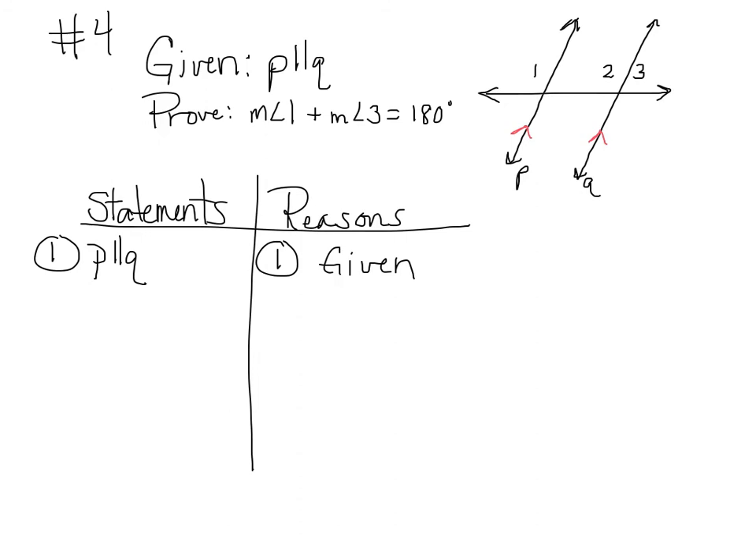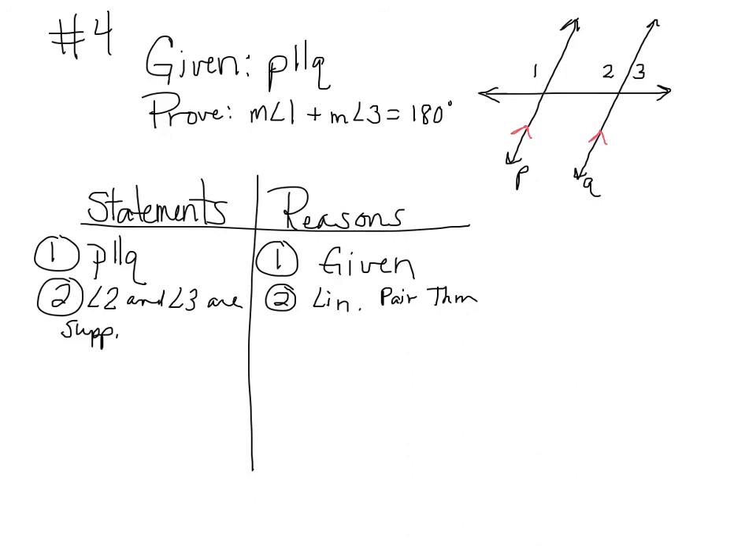So, what do we know about angle 2 and angle 3? We know that angle 2 and angle 3 are supplementary. And why is that? Because the hypothesis would say because angle 2 and angle 3 are a linear pair, they are supplementary. So this is the linear pair theorem. Or you could write linear pairs are supplementary.